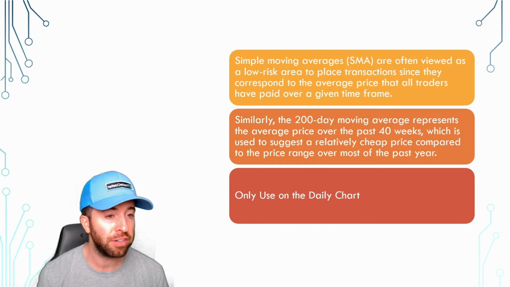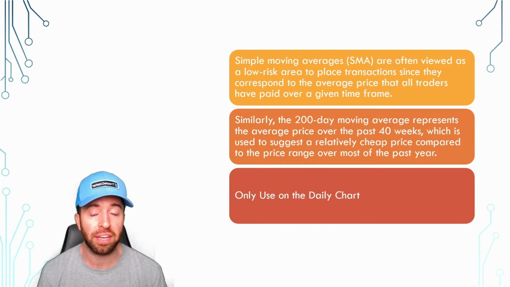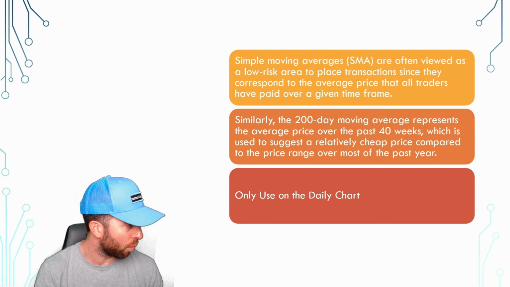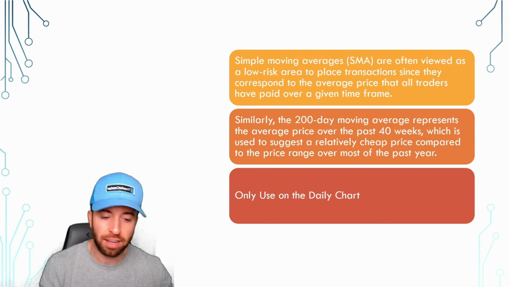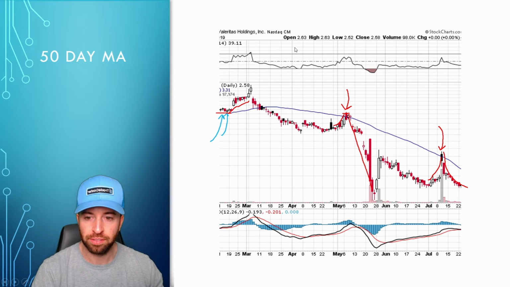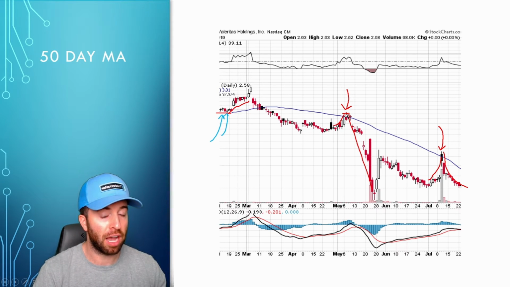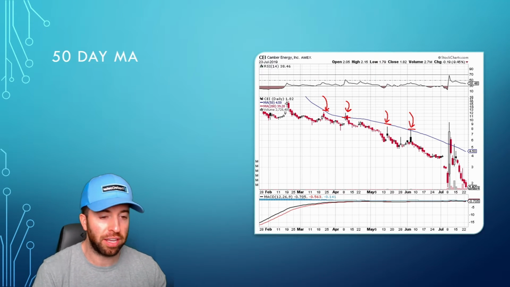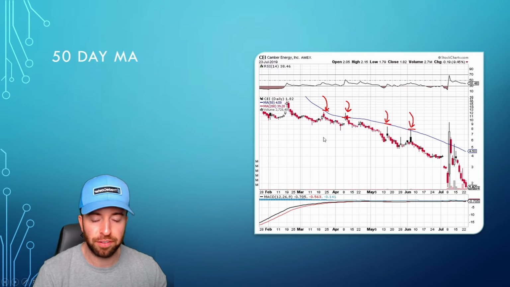So simple moving averages are often viewed as low risk areas to place transactions that are going to have high profits of reward. We only use these on the daily chart. So 50-day moving average, as you guys can see here, what do we have? We have a bounce play off the 50-day moving average. Then we have top resistance at the 50-day moving average. You can also see the 50-day moving average right here on CEI. Top resistance, top resistance, top resistance.